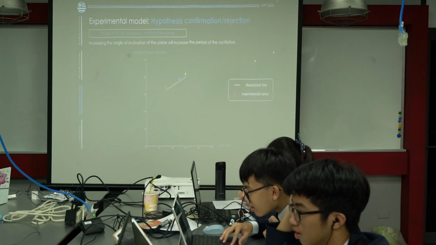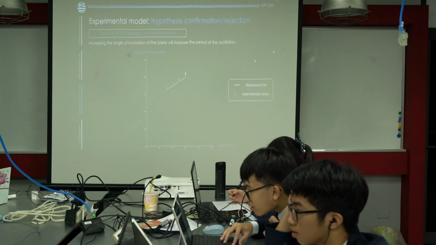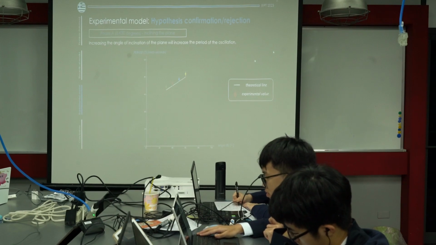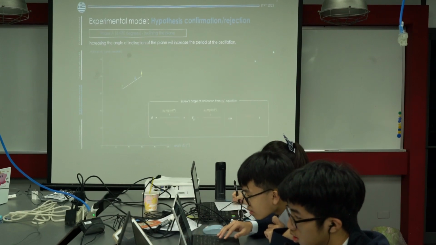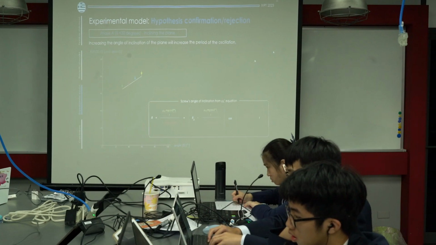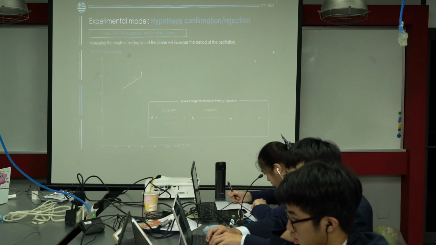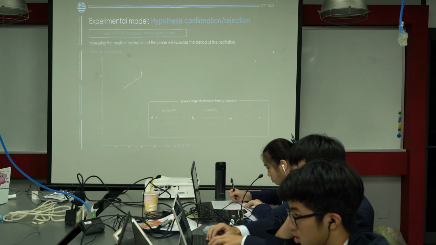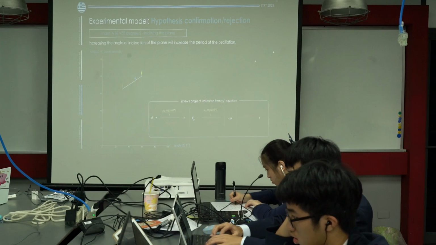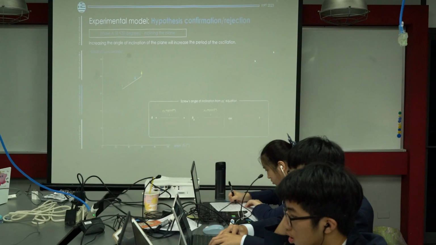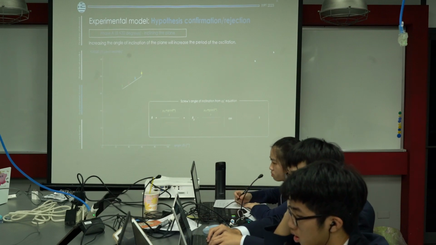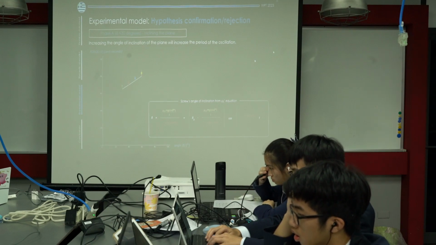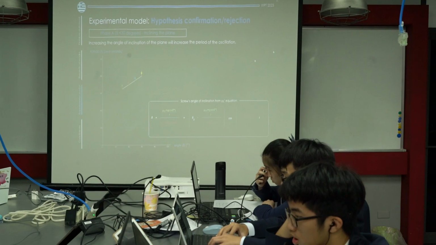And our hypothesis was once again confirmed: by increasing the angle of inclination of the plane, the period of the oscillation is also increased. The important thing here is that the dependency between the period and the angle is pretty linear. As you can see here, it's not exponential or quadratic. So the important thing for us was that the dependency was actually linear. And here once again, you can see the equation that we used for the screw's angle of inclination.